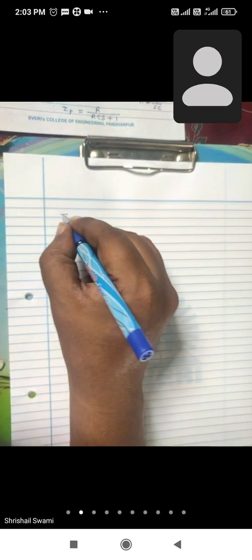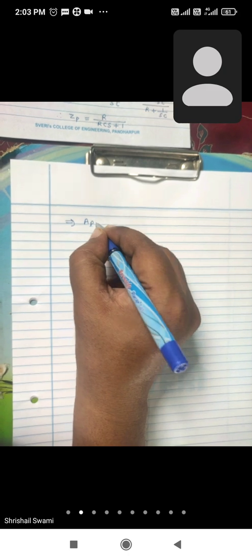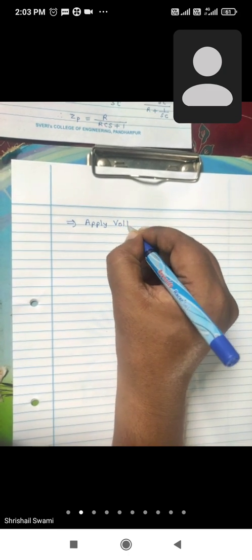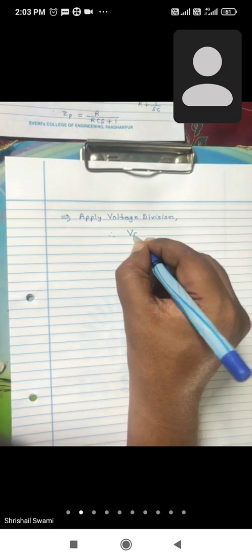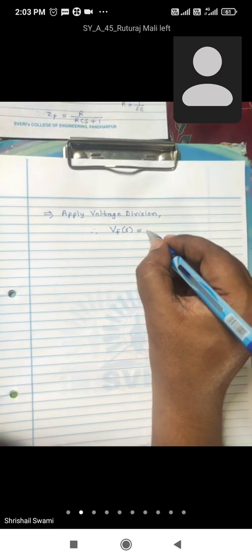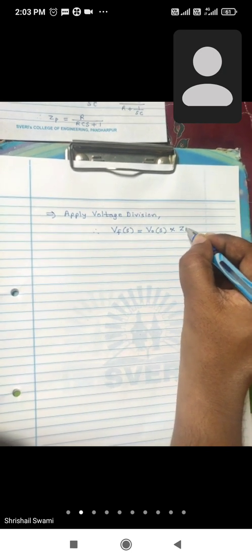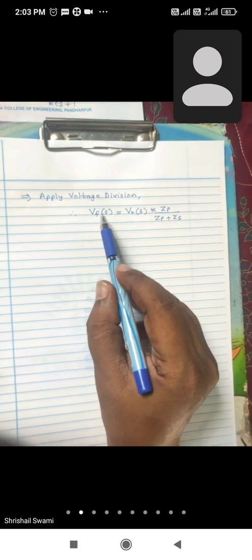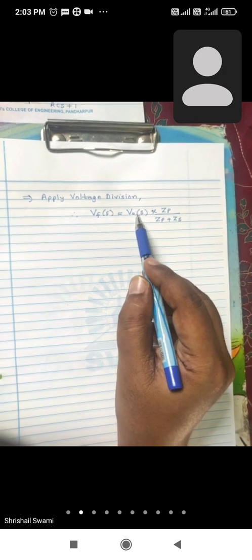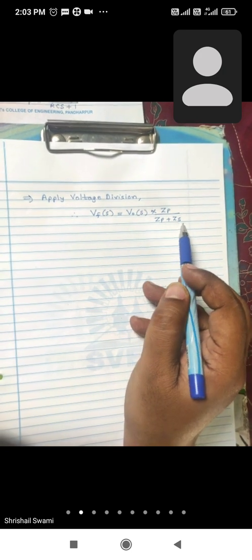Okay, so what we can do here, we can start applying voltage division. The output will be Vf of S is equal to the total voltage V0 of S into ZP divided by ZP plus ZS. So this is the formula to obtain the feedback output, that is Vf of S is equal to the total input V0 of S into ZP divided by ZP plus ZS.